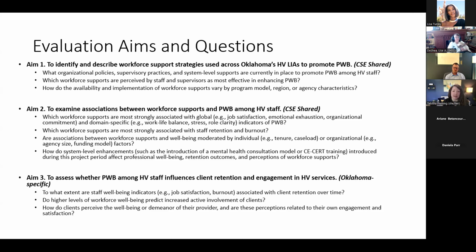And then lastly, this is an Oklahoma specific aim, but we want to assess whether the professional well-being among our home visiting staff might influence client retention and engagement in services. When you see that acronym CSE, that stands for Coordinated State Evaluation. As a reminder, this is a joint effort with other states who are interested in the topic of workforce development. There's some of our colleagues that joined David at that national conference on early childhood.